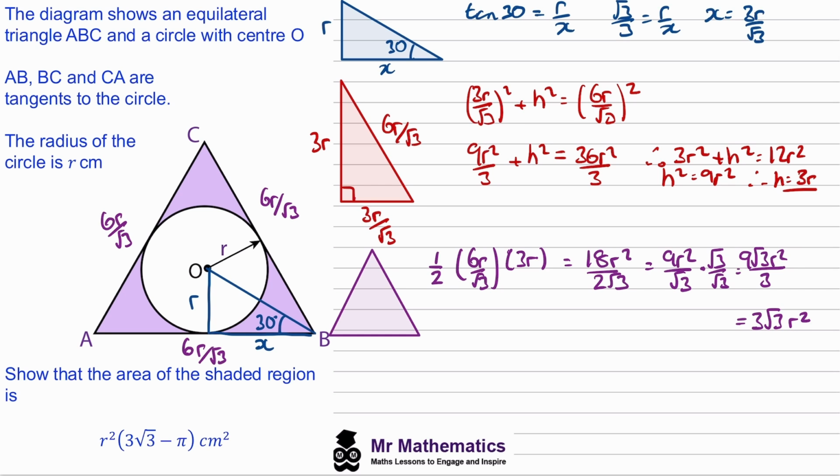And we know the area of this circle will be pi r squared. So the area of a shaded region will be the area of a triangle minus the circle pi r squared. We can factor out the r squared and we get 3 root 3 minus pi. Okay?